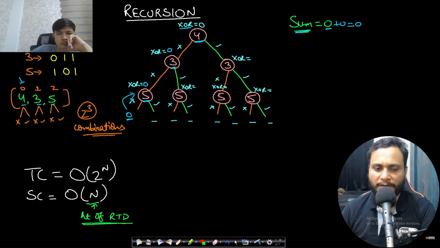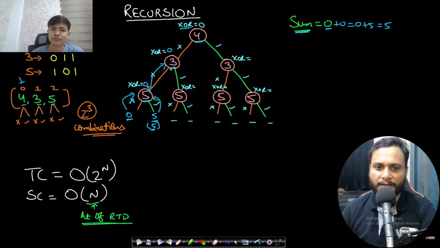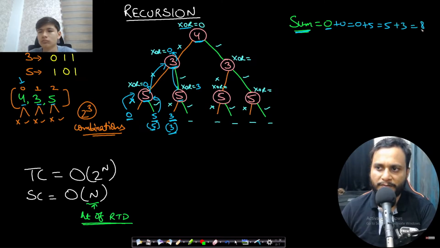Now I will come back to 5 and try to include this 5. So if you include this 5, XOR with 0 will be 5, so the XOR value here is 5. This is for the subset which has only 5. So 5 will be added here and the sum value will become 5. Then you return back to 5, go back to 3. Now you try to include 3. If you try to include that, then 3 will be XORed with 0 and so the XOR value here will be 3. Now if you do not include this 5, then you reach the end which only has 3 as the XOR value. This is for the subset which has only 3, and so 3 will be added and the total sum will reach 8.